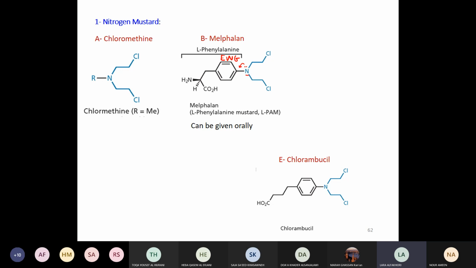Melphalan and chlorambucil, those two drugs relative to chloromethane, have enough time to reach the DNA and react with it. If chloromethane is given orally, for example, as I said, it will react with the water in the GI tract. It will take a lot of time to be absorbed, so it will have more contact with water and be destroyed before it reaches the nuclei of cancerous cells. Because the rate of aziridinium ion formation is less for melphalan and chlorambucil, they can be given orally.